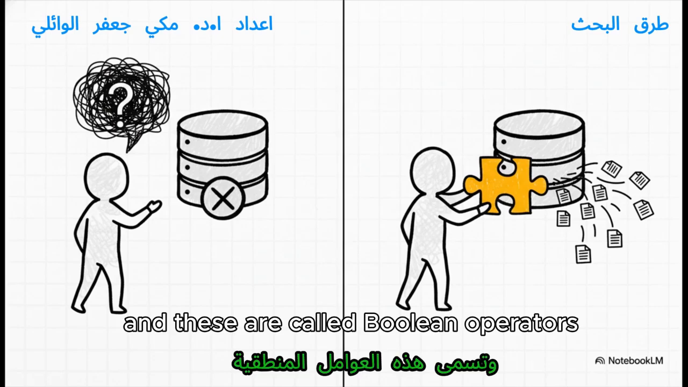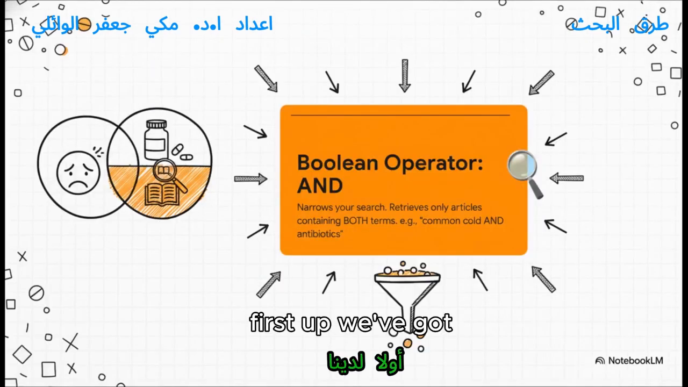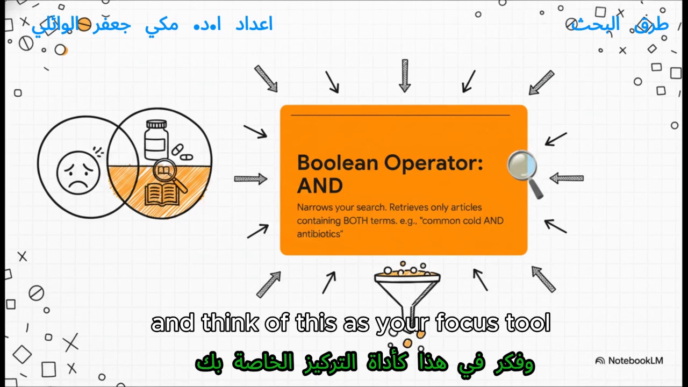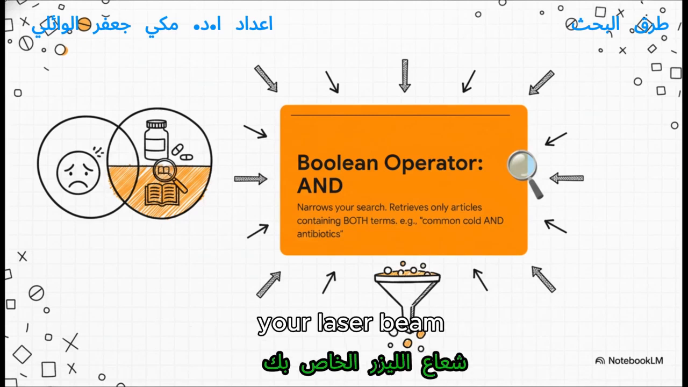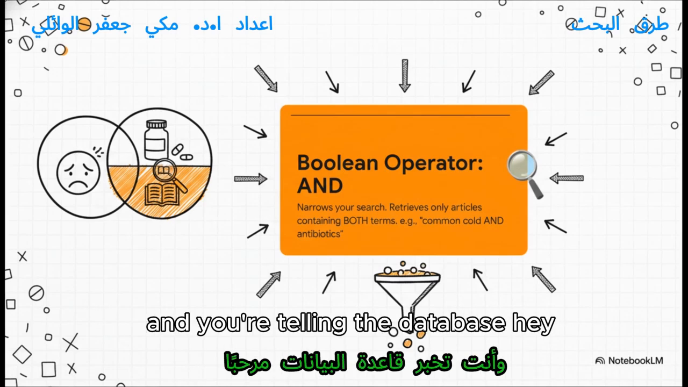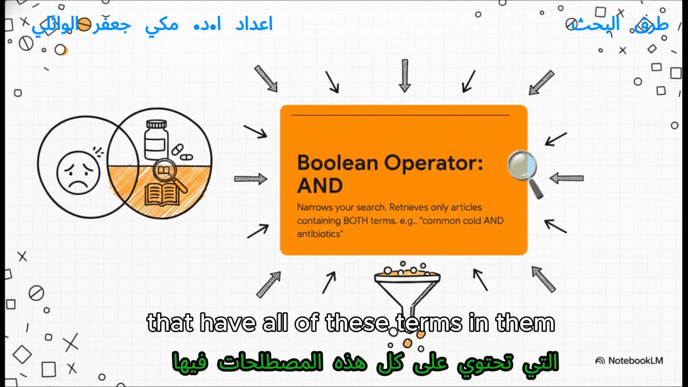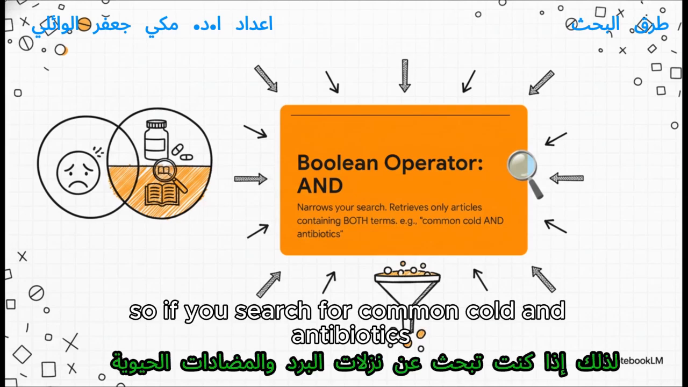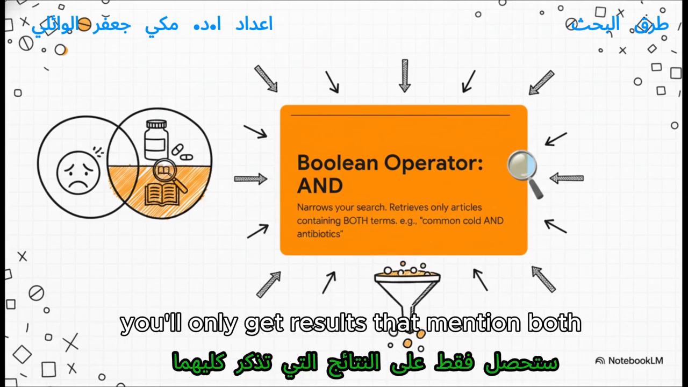And these are called Boolean operators. First up, we've got AND. Think of this as your focus tool, your laser beam. It narrows your search down. When you use AND, you're telling the database, hey, I only want articles that have all of these terms in them. So if you search for common cold and antibiotics, you'll only get results that mention both.